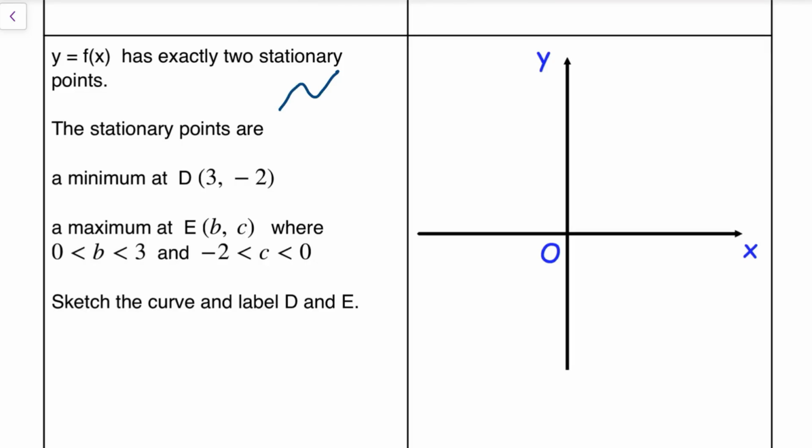Okay, all right. So again, it doesn't matter about scale here. It matters about what you present. So this is my point D, which is going to be at 3, minus 2. There's my point D, and let's label that D. My point E has an x value that's between 0 and 3, so let's say it's here. And it has a y value between minus 2 and 0, so let's say it's here, so the 0 doesn't get in the way. So this is C, and this is B.